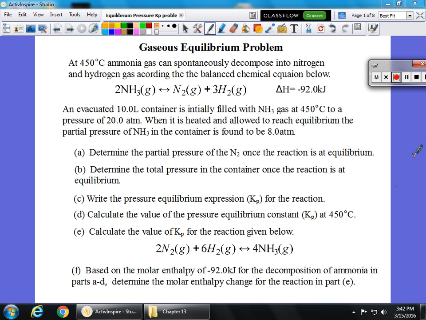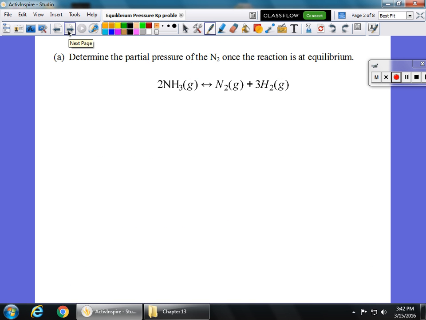So we're going to go through this step by step. We're going to set it up. So let's take a look at the first part. You're asked to determine the partial pressure of nitrogen, one of the products, when you reach equilibrium. And you're also in part B asked to find the total pressure. So let's take a look at the equation.